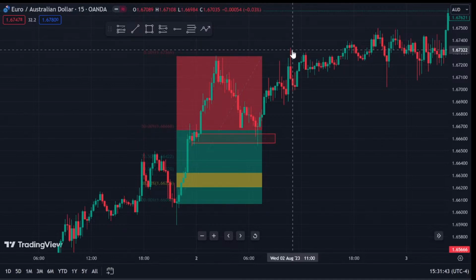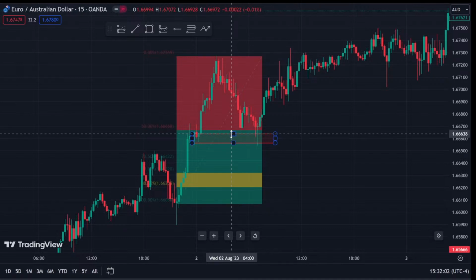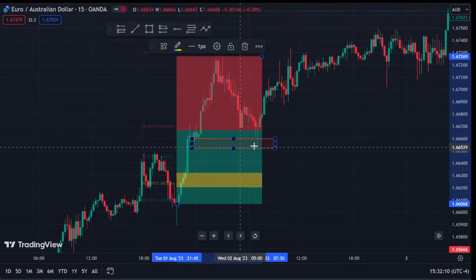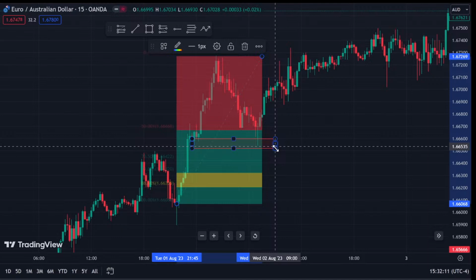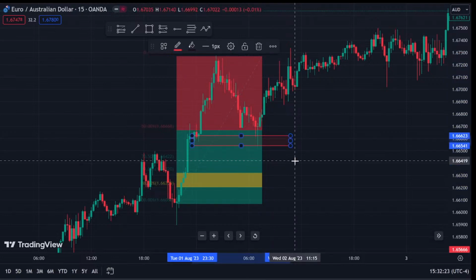Our TP for a long position is always... where's the candle? This should be our candle, sorry. Let's move this. This demand zone is not clearly drawn. Remove this and draw it again. Our entry should be on this candle, this one, the lower wicks and then the red candle, that one.